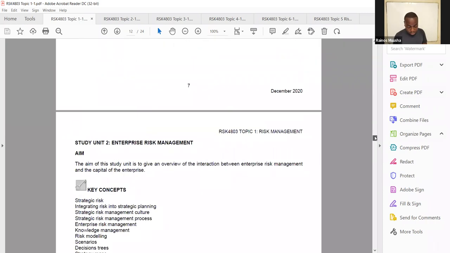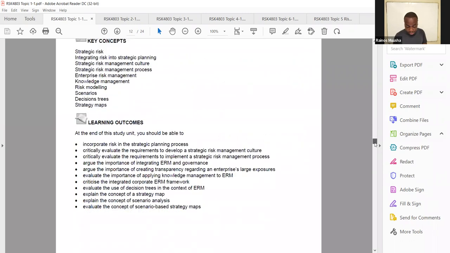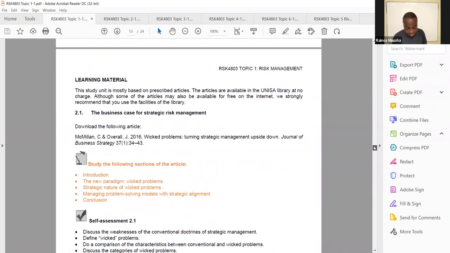So study unit two looks at enterprise risk management. Historically, risk management has been seen as a separate component or separate department of the organization. But now we're trying to see how you ensure that the risk management department is working hand in hand with other departments in the organization. How is it working with the operations department, the manufacturing department, the finance department, and all these other departments that you find in the organization?